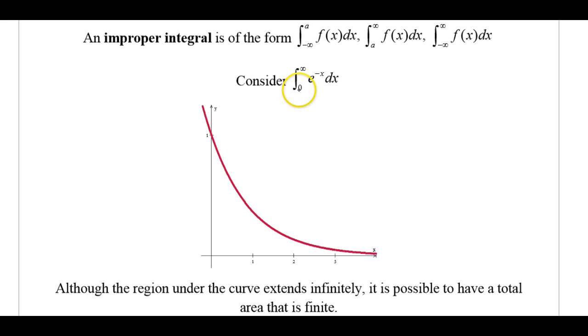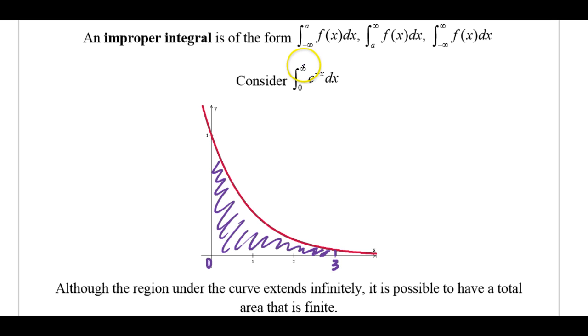Let's consider the integral from 0 to infinity of e to the negative x dx. This is the function here, e to the negative x. If this were just the integral from, let's say, 0 to 3, this would make a little more sense to us. We're finding all the area under the curve from 0 to 3, bound by the y-axis here, so we'd be finding all of this area. I'll go ahead and shade it in. I'd be finding all of this area all the way up to 3. That would make a little more sense to us so far.